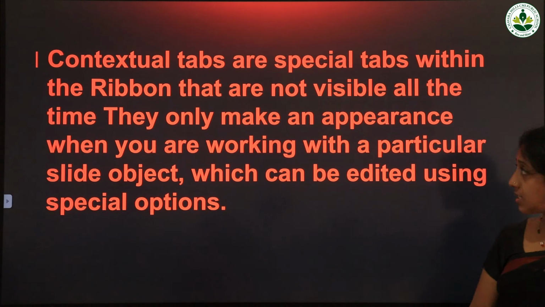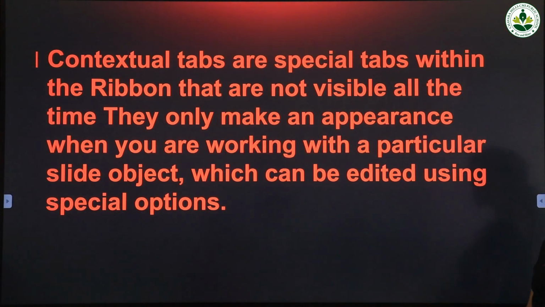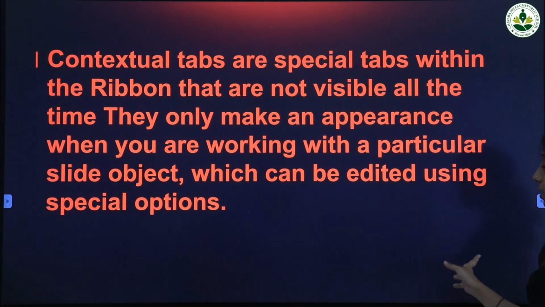So contextual tabs are special tabs within the ribbon that are not visible all the time. They only make an appearance when you are working with a particular object, which can be edited using the special option. So a contextual tab cannot be visible all the time. It will be displayed only if we work on a particular item that we inserted.